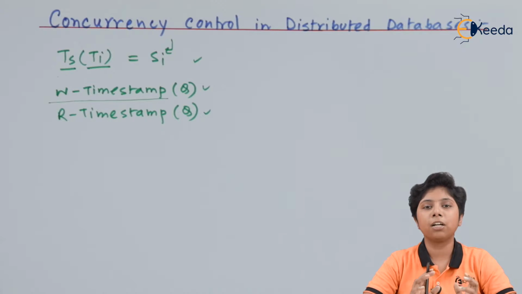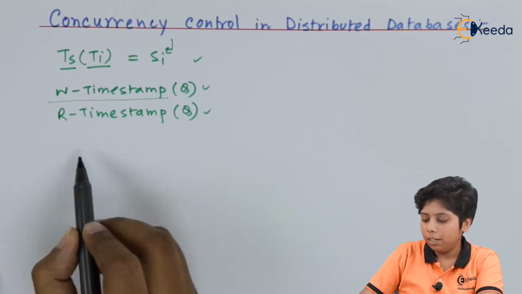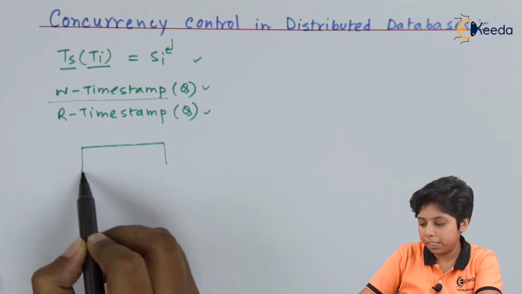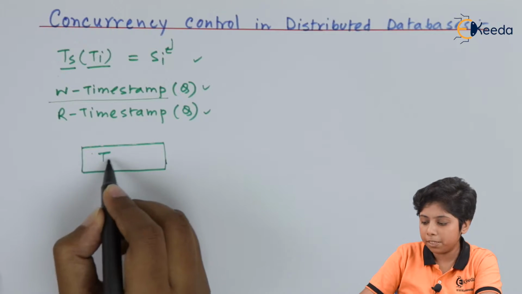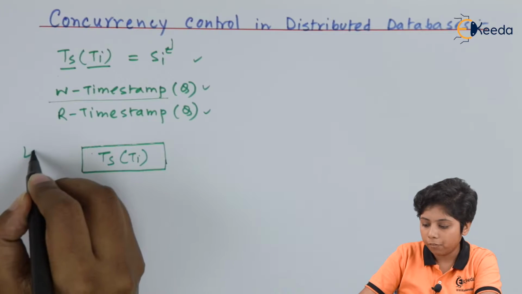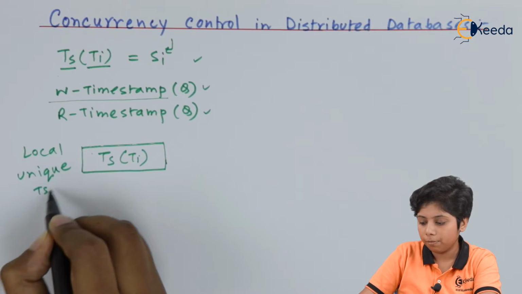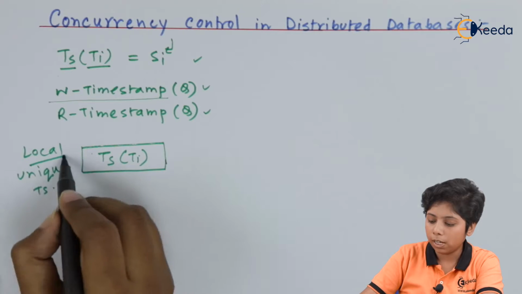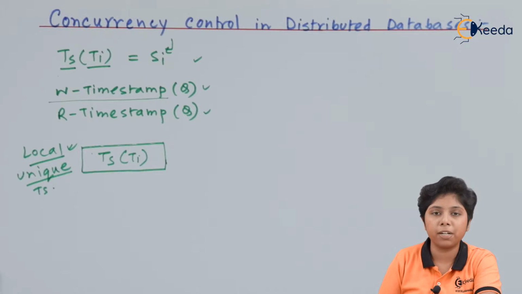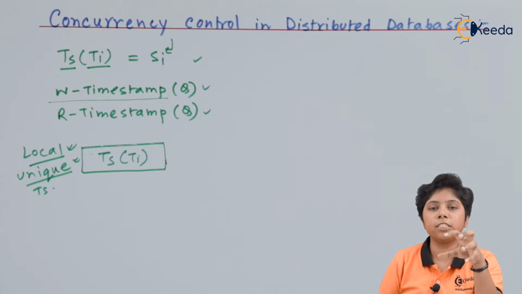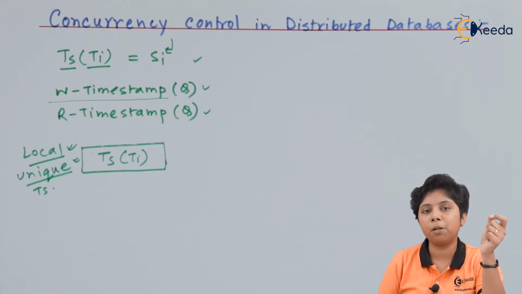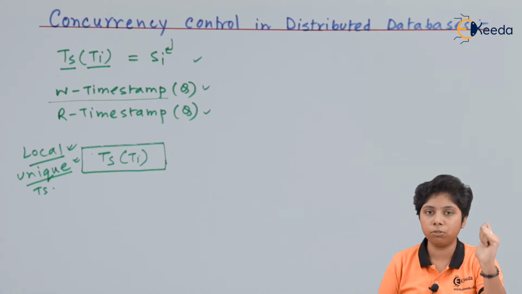Now let us define the global identifier on the timestamp of a distributed system. First we have a local unique timestamp, often denoted by TS(Ti). Let us look at the keywords local and unique. Local means it belongs to a particular site, and unique means that if the timestamp is TS(Ti), then there is no TS(Tj) that can be equal to TS(Ti). So every timestamp that belongs to a particular site must be unique.